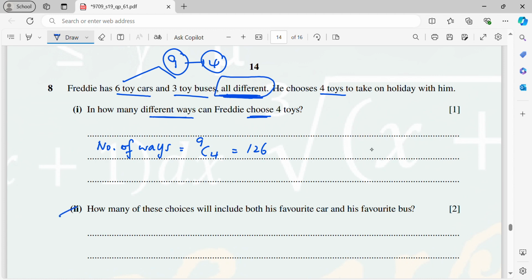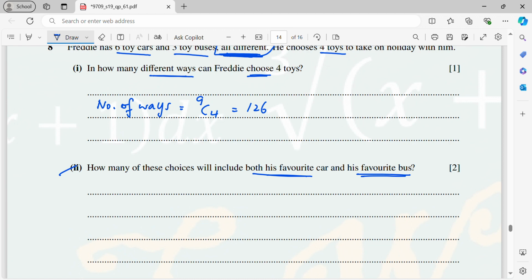Part 2, how many of these choices will include both his favorite car and his favorite bus? Okay, that means now 6 toy cars and 3 toy buses. Then from here, let's say his favorite car is C1, and among the 3 buses, his favorite is B1.